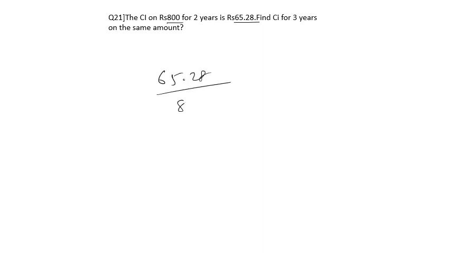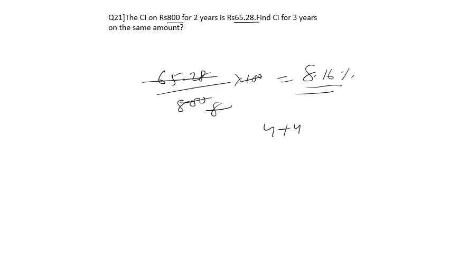65.28 is what percent of 800 guys? This is 65.28 by 800 into 100. This is what percent guys? If this is 8, then this is coming out to be how much? This is 8.16%, right? Okay, 8.16%. This is the effective rate of 4%, isn't it? The effective rate for 4%, isn't it? 4%.